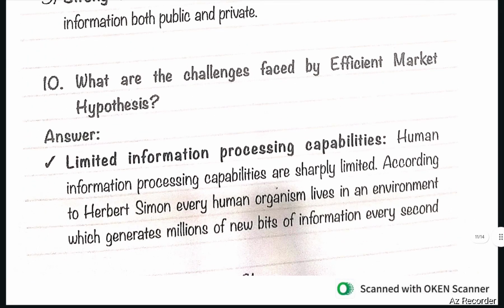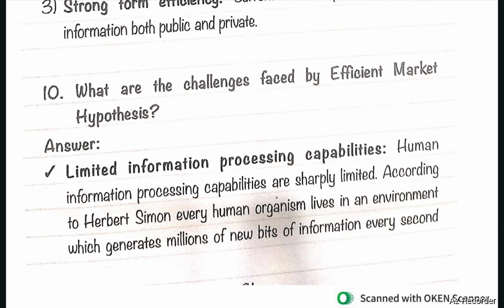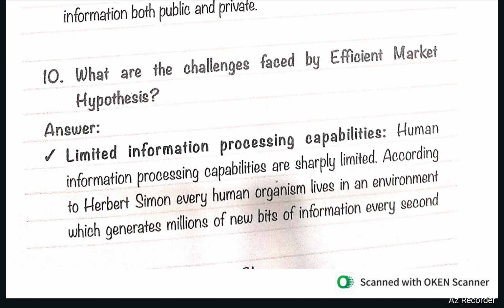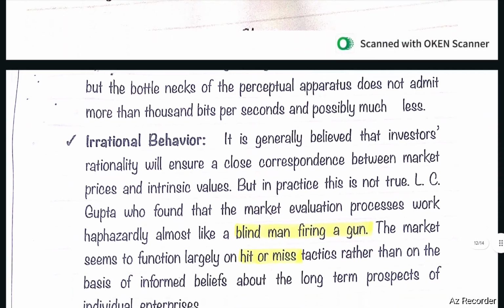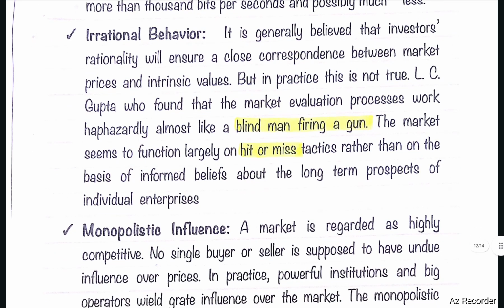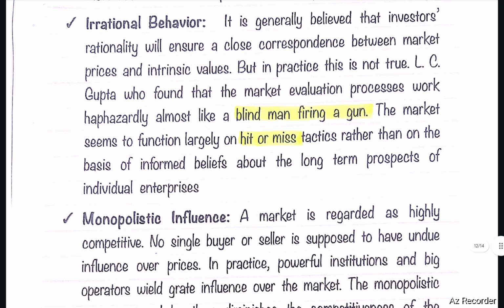What are the challenges faced by efficient market hypothesis? Limited information processing capabilities. Human information processing capabilities are sharply limited. According to Herbert Simon, every human organism lives in an environment which generates millions of new bits of information every second, but the bottlenecks of the perceptual apparatus does not admit more than 1000 bits per second and possibly much less. Irrational behavior. It is generally believed that investors' rationality will ensure a close correspondence between market prices and intrinsic values, but in practice, this is not true.